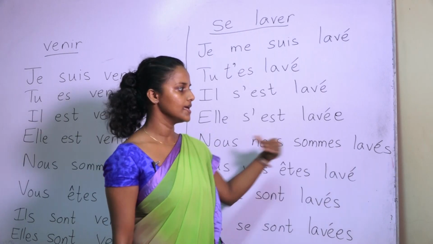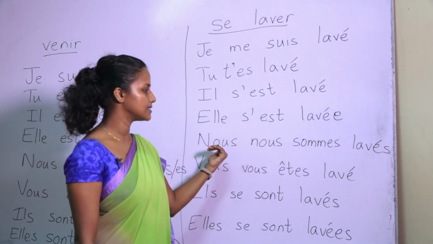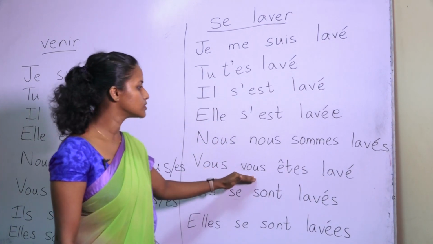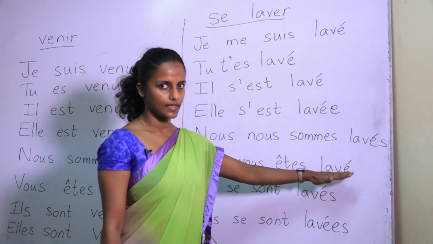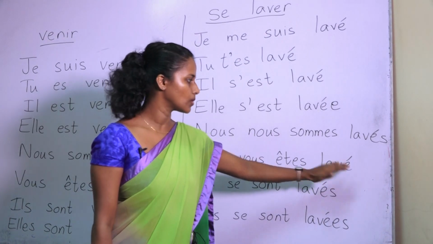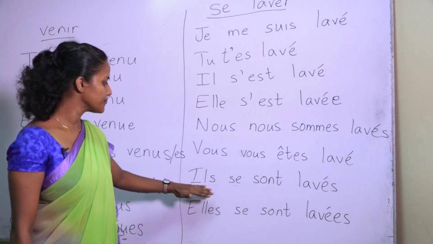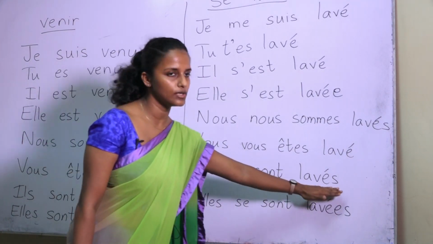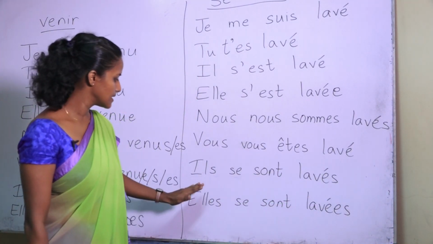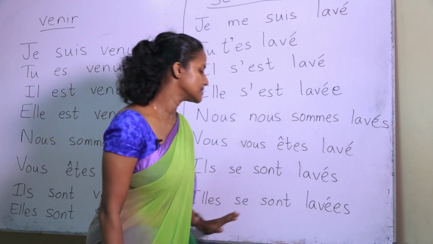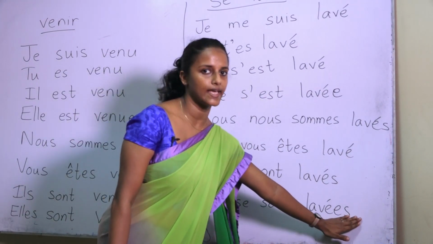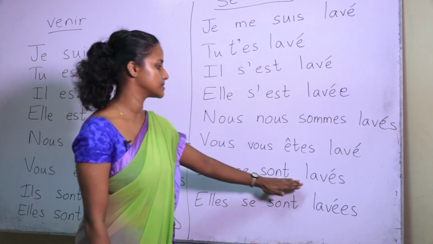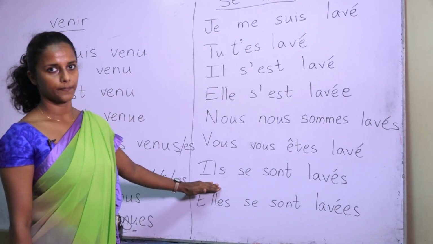Nous sommes lavés, I have imagined that this is a masculine plural, so I have added S. Vous êtes lavés, I consider this as singular, so I haven't added anything. Ils se sont lavés, this is masculine plural, so it's S. Elles se sont lavées, this is feminine plural, so ES. They washed themselves for feminine, they washed themselves for masculine plural.